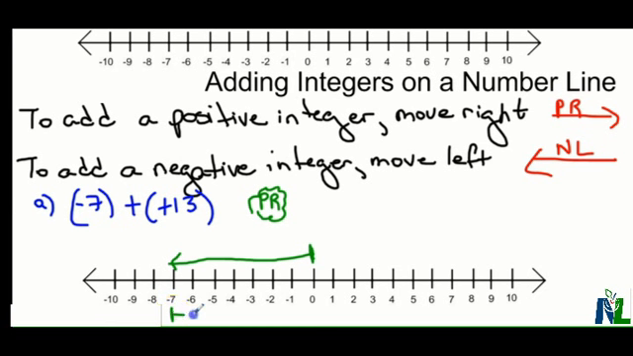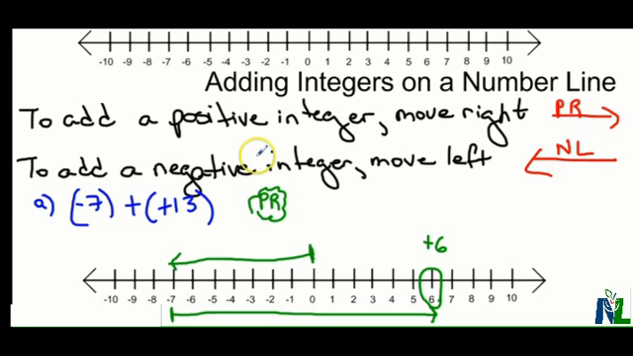So I need to move 1, 2, 3, 4, 5, 6, 7, 8, 9, 10, 11, 12, 13 steps. Here is where I would end off. I always circle it so that I know exactly which number I'm talking about, and the answer should be +6.